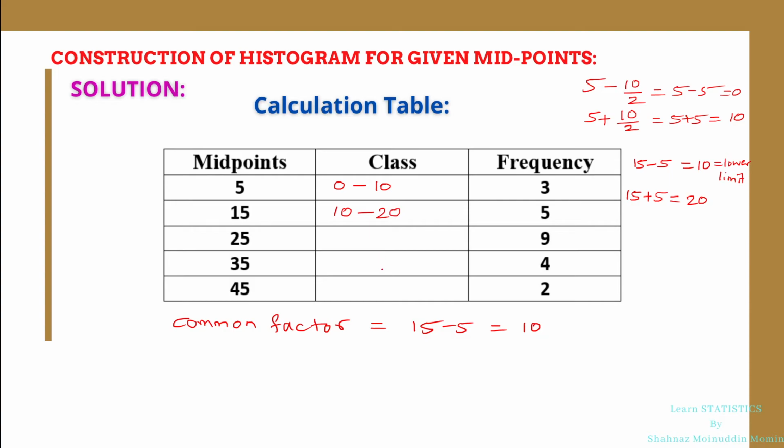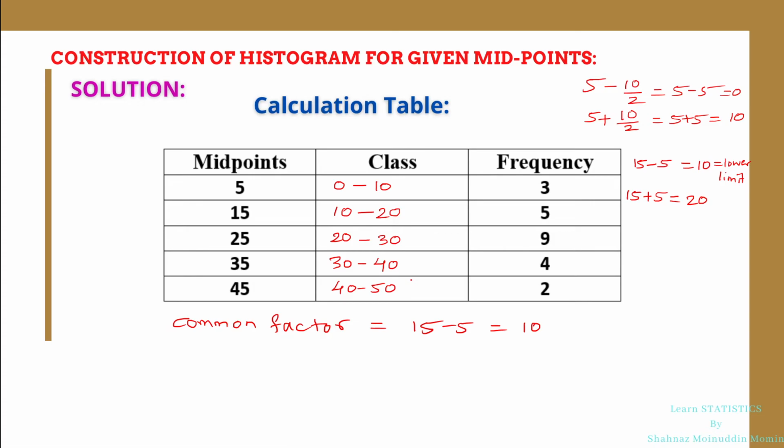Similarly, one can write the lower and upper limits of the remaining 3 classes, and that will be 20 to 30, 30 to 40, and the last is 40 to 50. This is the frequency distribution of exclusive type classes.